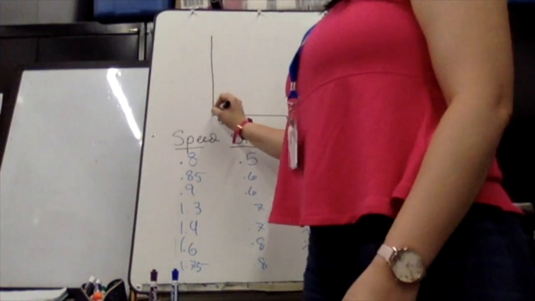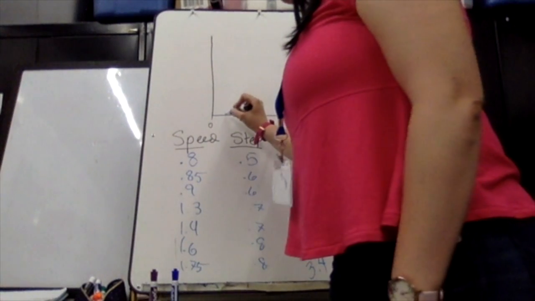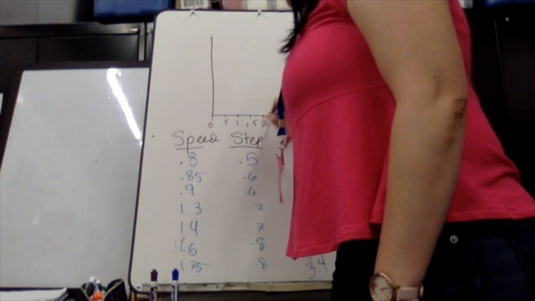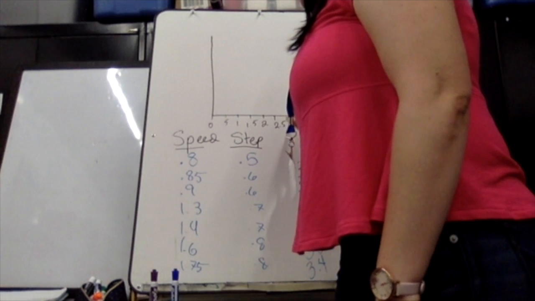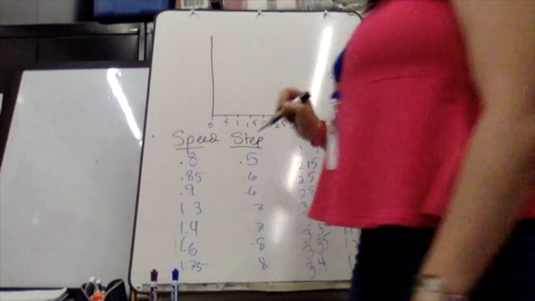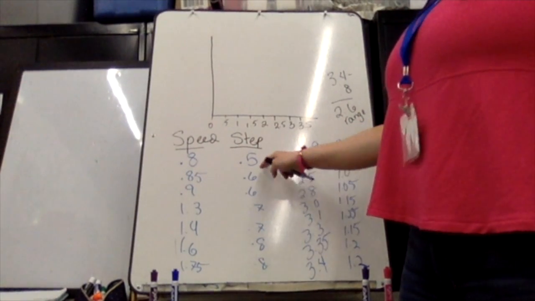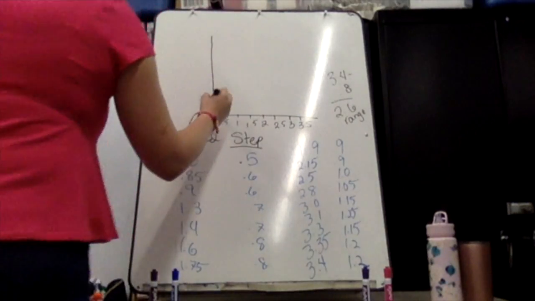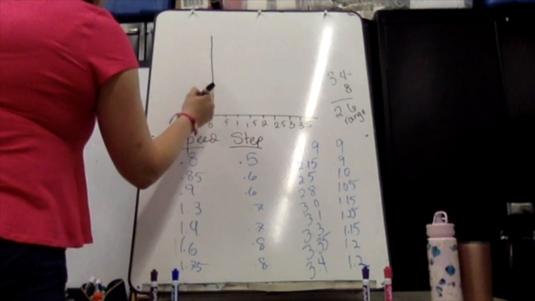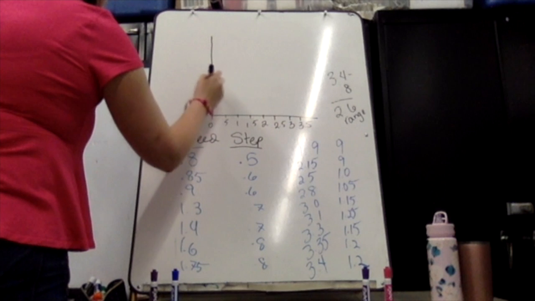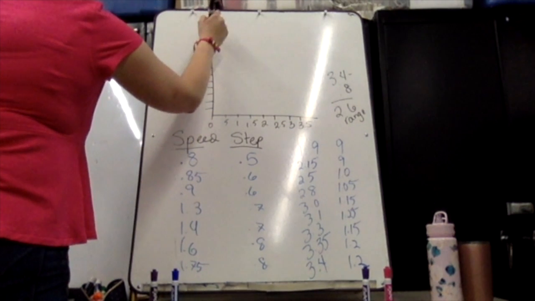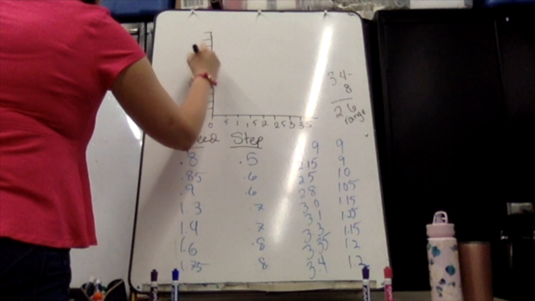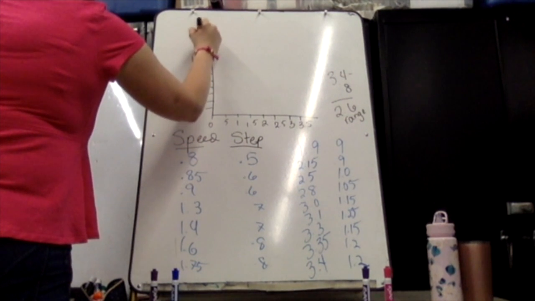So we're going to start at 0, and then let's do 0.5, 1, 1.5, 2, 2.5, 3, and 3.5. And then our y values, which are going to be our steps, range from 0.5 to 1.2. So 0.5 to 1.2 is 0.7. So we've got 0.1, 0.2, 0.3, 0.4, 5, 6, 7, 8, 9, 10, 11, 12.